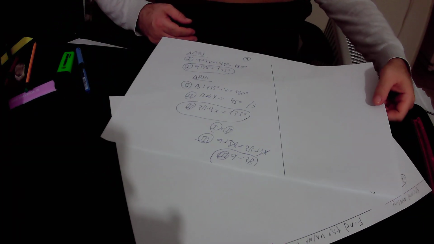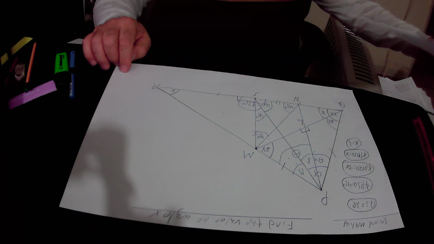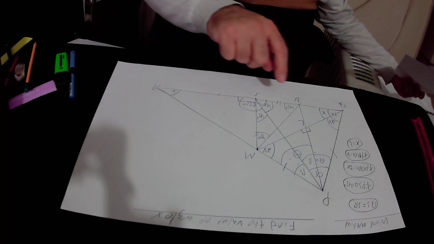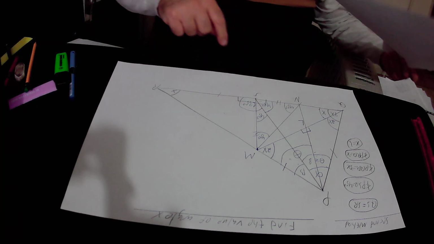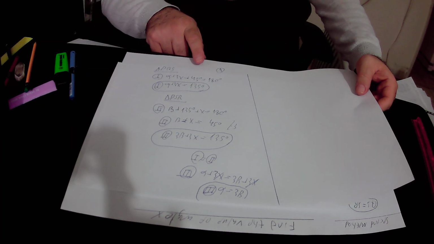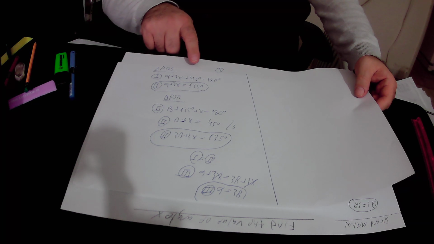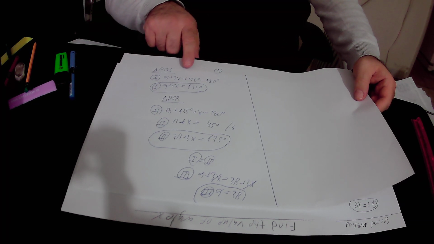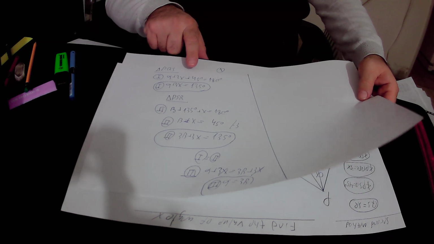In triangle PQS, we know that the sum of the angles must be equal to 180 degrees. That is to say, alpha plus 3x plus 45 degrees must be equal to 180 degrees. We subtracted only 45 degrees from this equation, equation number 1, and we got that alpha plus 3x equals 135 degrees.